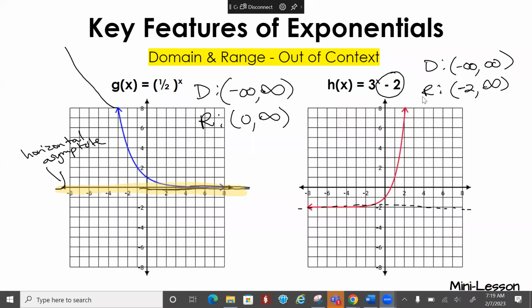Okay, one thing I do want you to notice, that out of context means that we can have negative numbers. We can also go to infinity. Okay, in context means we're not going to have negative numbers.